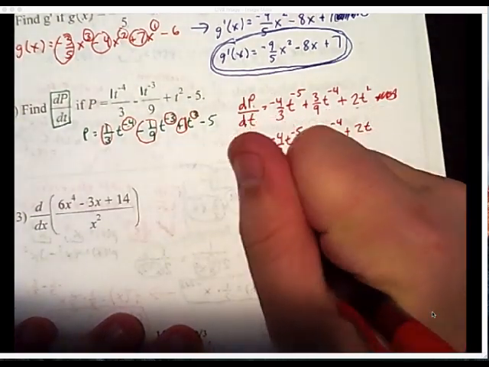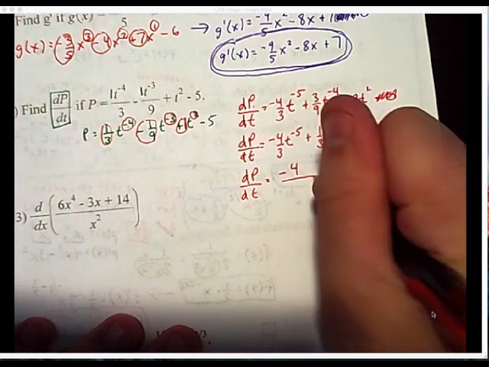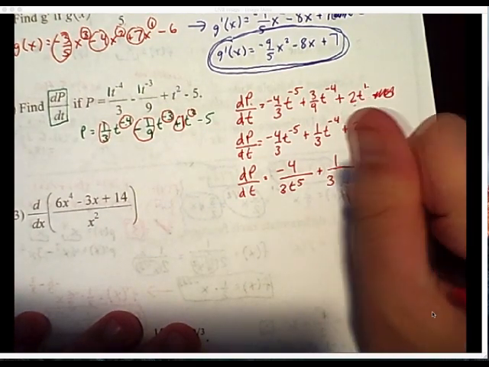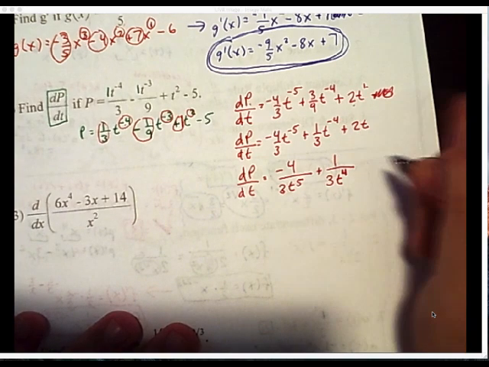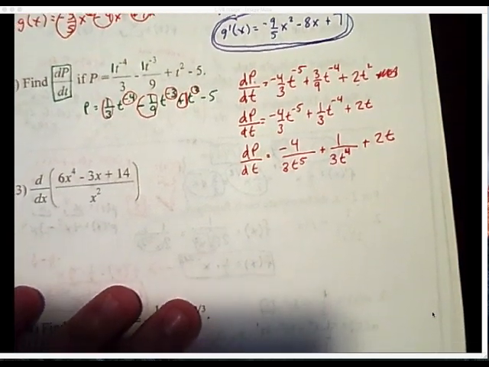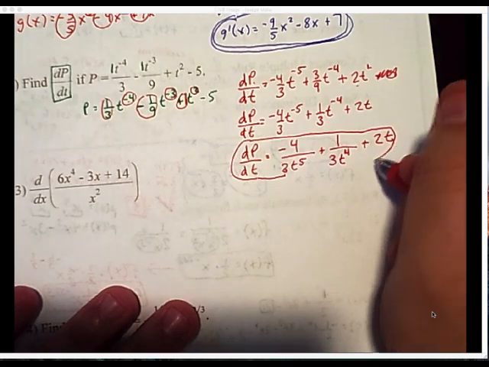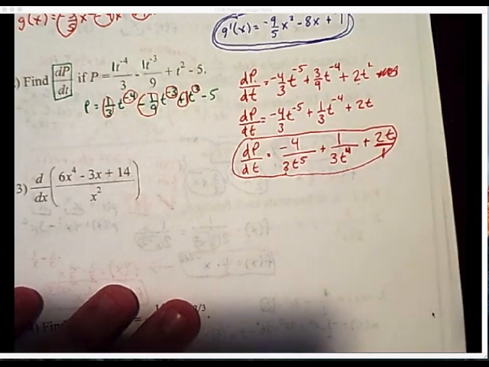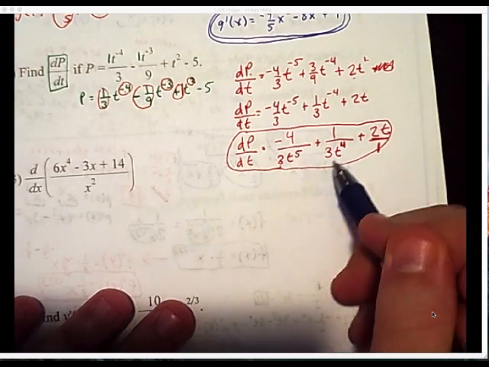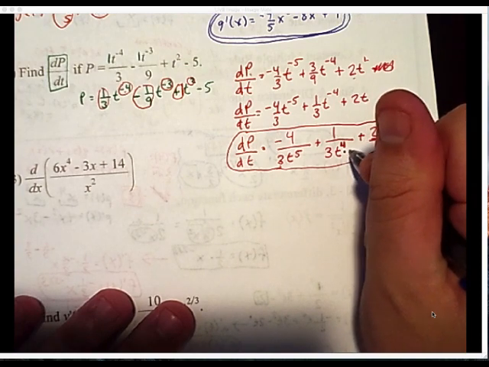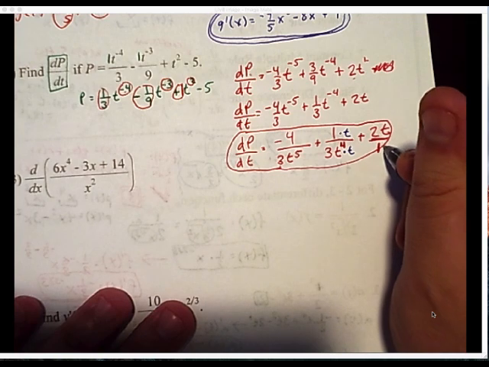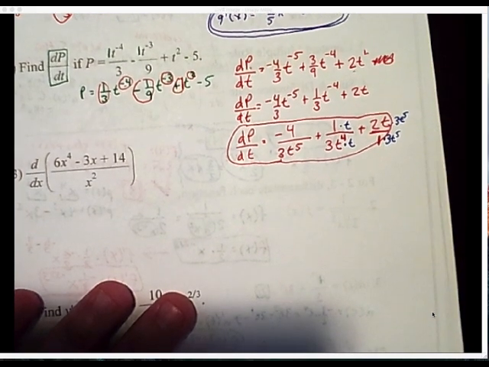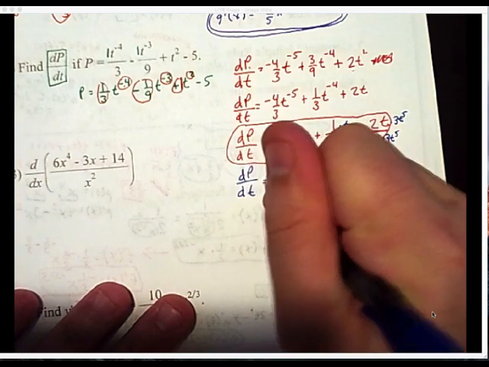Or if you wanted to, you could get rid of the negative exponents by moving them. So I can write this as negative 4 over 3t to the 5th plus 1 over 3t to the 4th plus 2t. Now, one thing they could do, they could take this and get a common denominator. So I'll just show you one of those. If I wanted to get a common denominator, this is 3t to the 5th, this is 3t to the 4th. So to get it up to t to the 5th, I need to multiply by another t. And then here I still need to make this into 3t to the 5th, so I have to multiply the numerator and denominator both by 3t to the 5th.